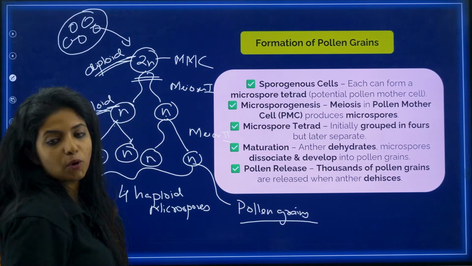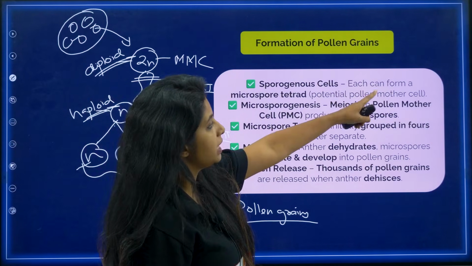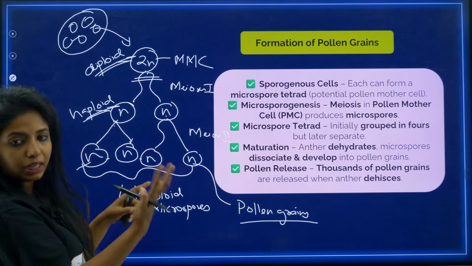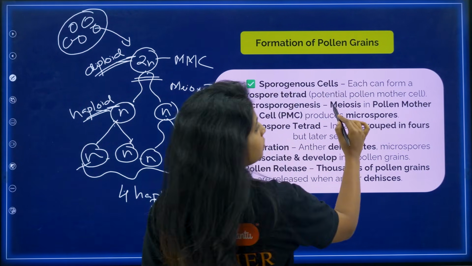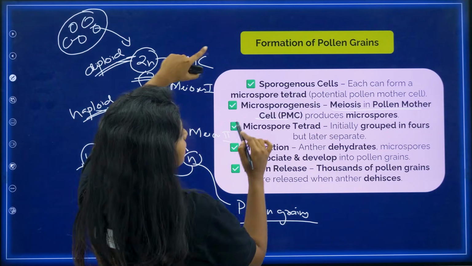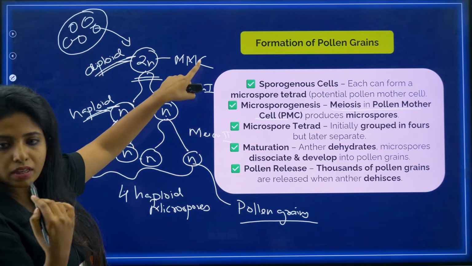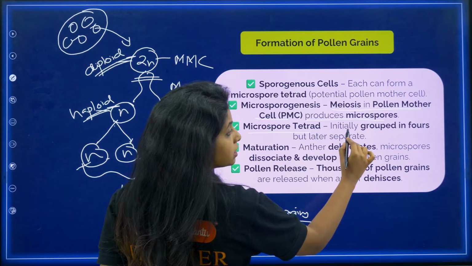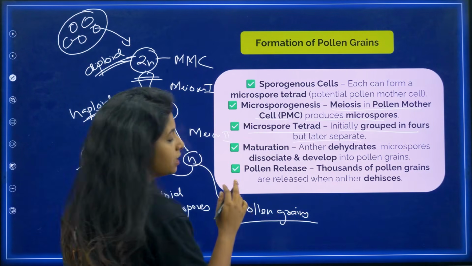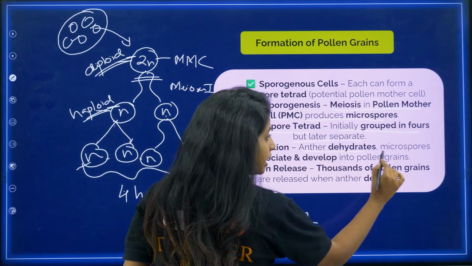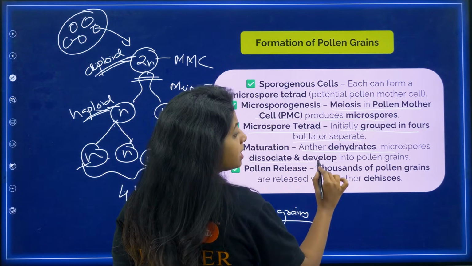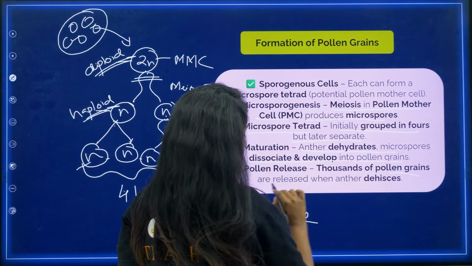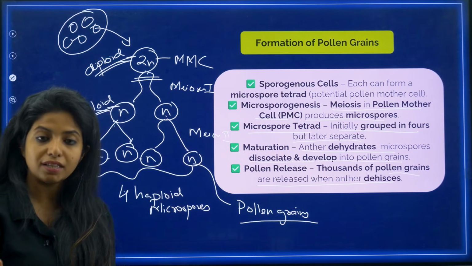What do you call them? Pollen grains. So each sporogenous cell can form a microspore tetrad, as in this thing, 1, 2, 3, 4 tetrad. Now microsporogenesis, meiosis in the pollen mother cell, or you can say microspore mother cell, either way it's the same thing, produces microspores. The microspore tetrad is initially grouped in 4, but later they separate. On maturation, the anther dehydrates, the microspores dissociate and develop into pollen grains. Then the pollen is released. Thousands of pollen grains are released when the anther dehisces.